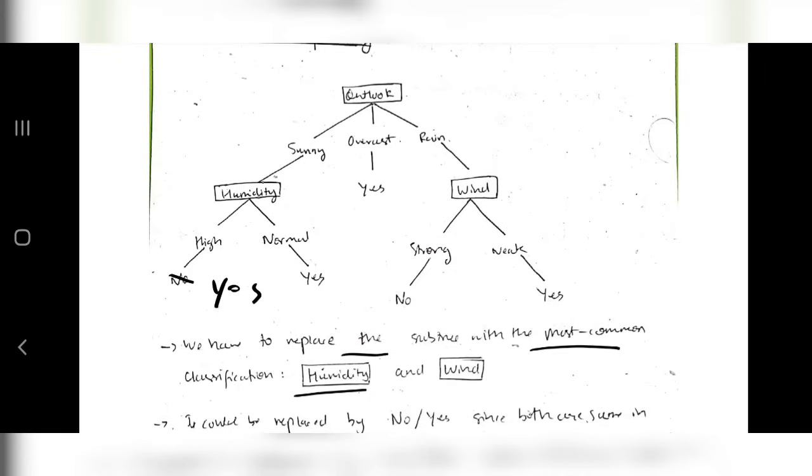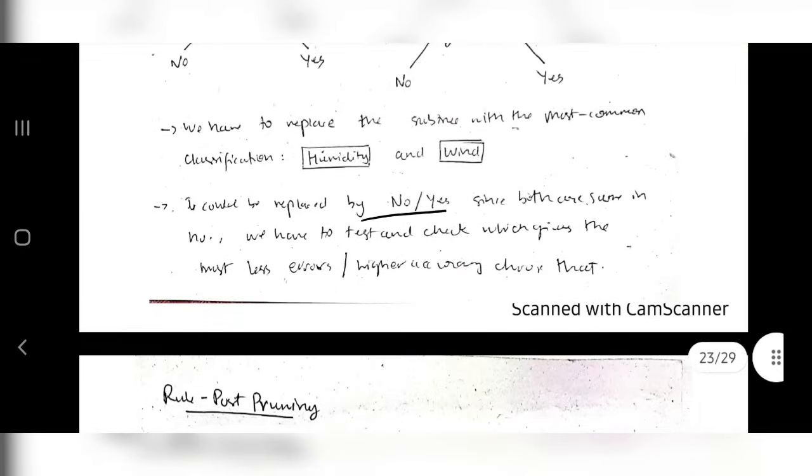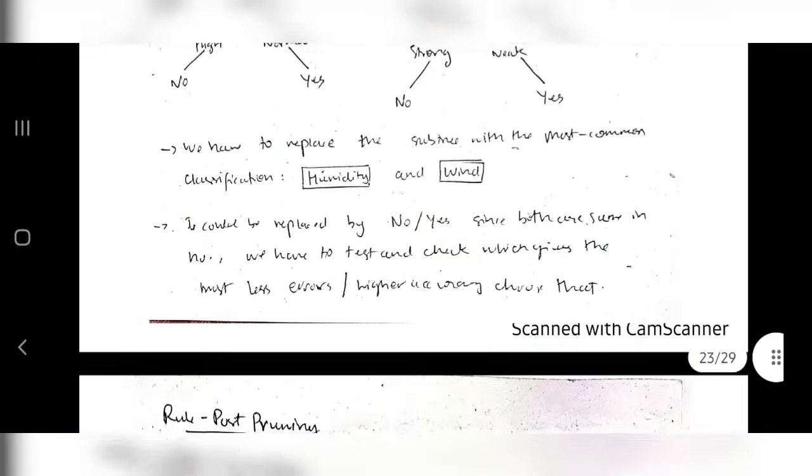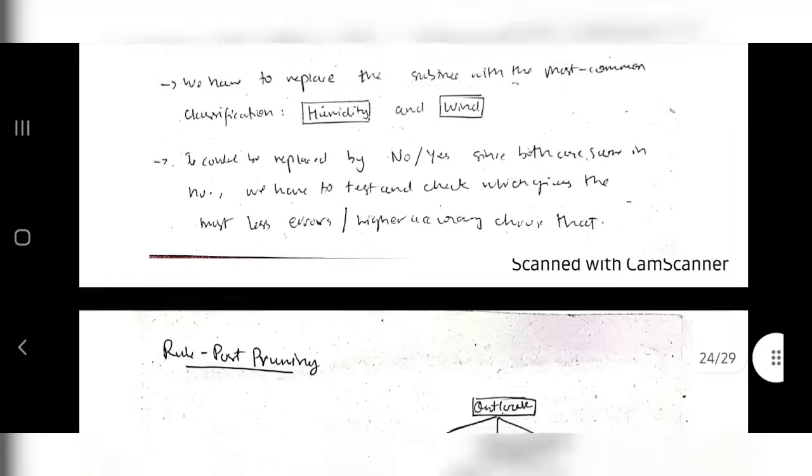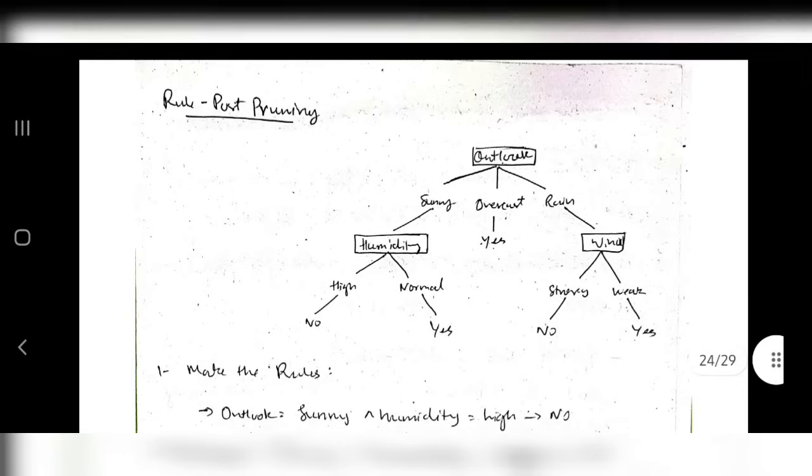If it is yes here, what I will just do is remove humidity and write sunny yes, like that. You have to do this for both of these. It could be replaced with yes or no. If it did not have a mixture, obviously I would have done the replacement, but it has a mixture of both, so I can't do that. That is what is called the reduced error method. We apply each of these after replacement, check which acts better, and based on that we make decisions.